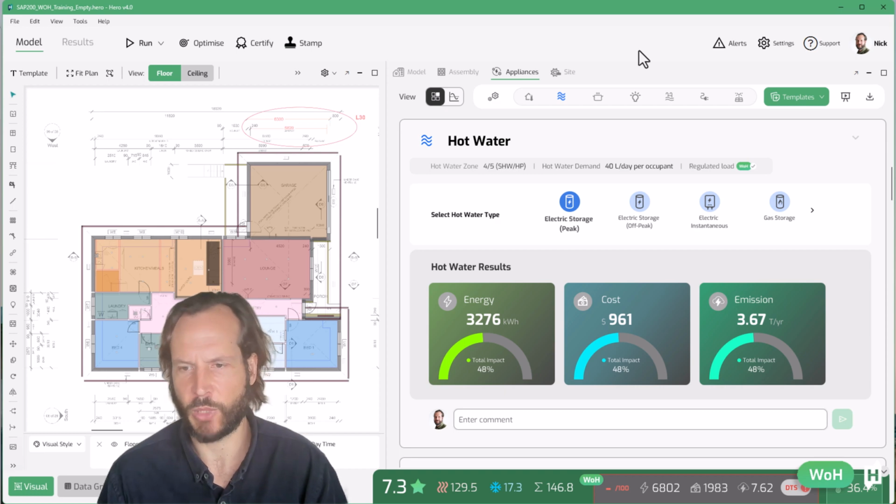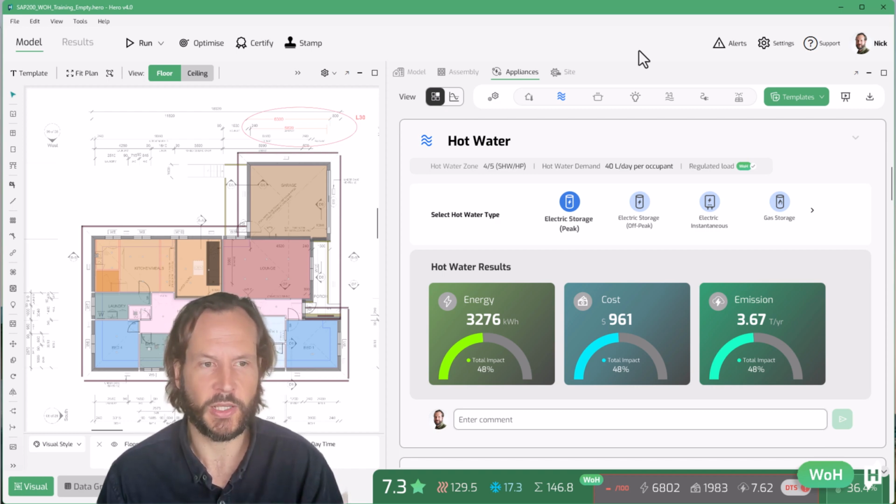One thing you may notice as we go through the appliances is that there's no explicit Calculate Whole of Home button shown in Hero by default. Whole of Home calculations in Hero are automatic. We do a full NatHERS Whole of Home calculation of all the appliances over the year at the end of any NatHERS simulations after you've hit run, and upon any change in any of your appliances.